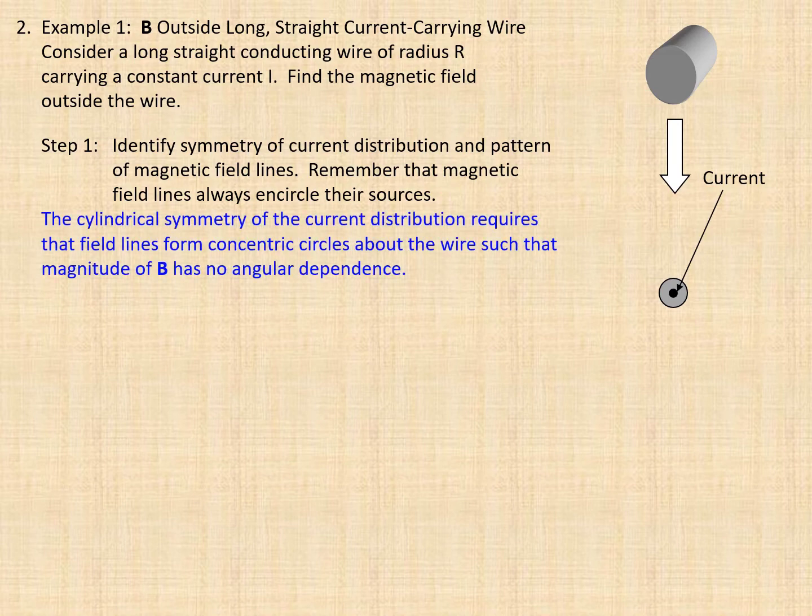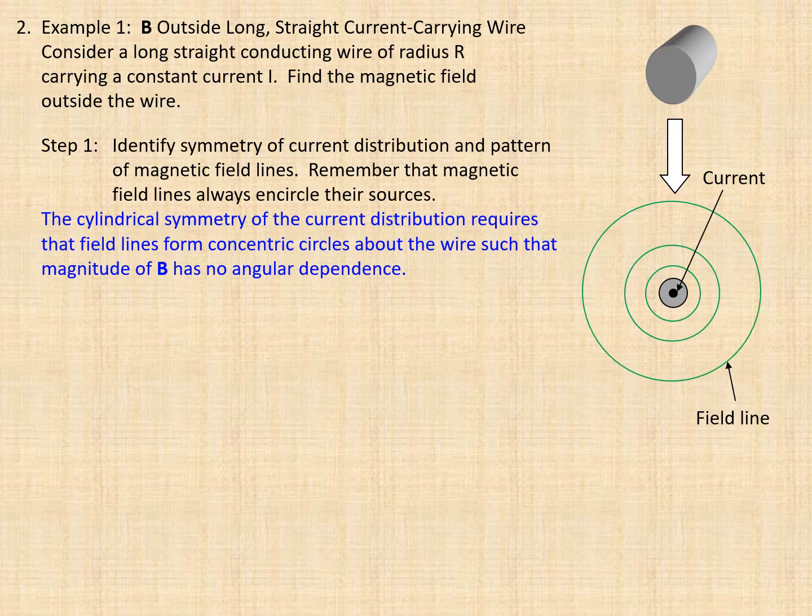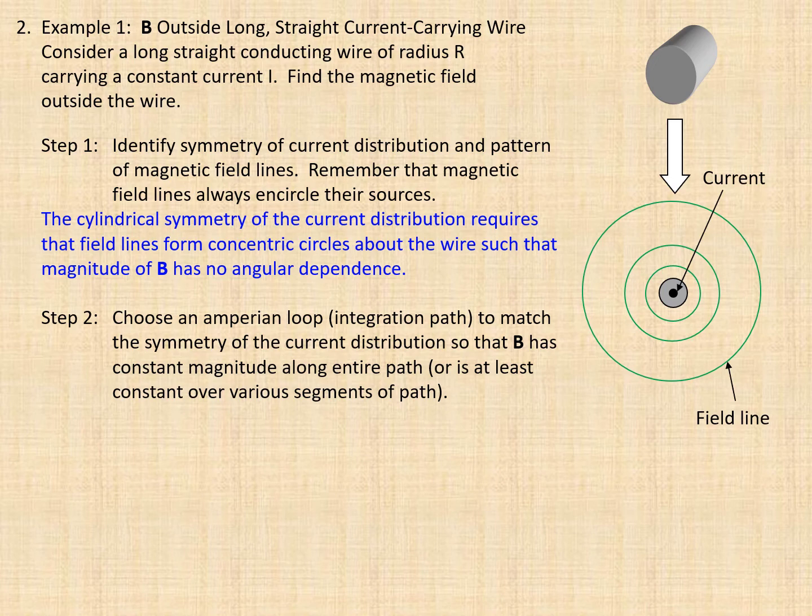So for this current distribution, one with cylindrical symmetry, this requires that the field lines form concentric circles about the wire such that the magnetic field has no angular dependence. So in green here, I'm showing you some of these magnetic field lines. The next step is to choose an Amperian loop, that is integration path, to match the symmetry of the current distribution so that the magnetic field has a constant magnitude along the entire path, or at least constant magnitude over various segments of the path.